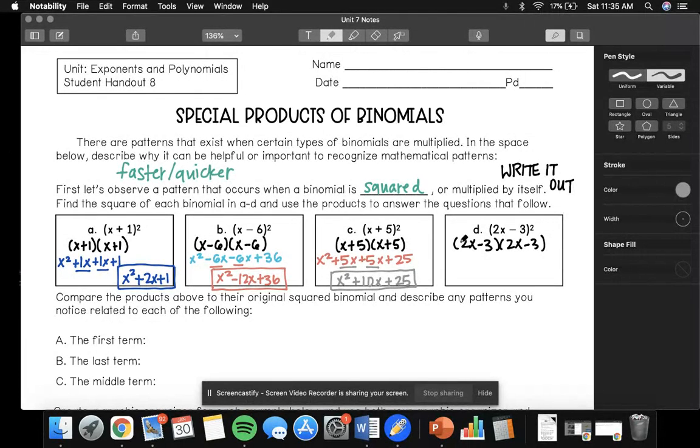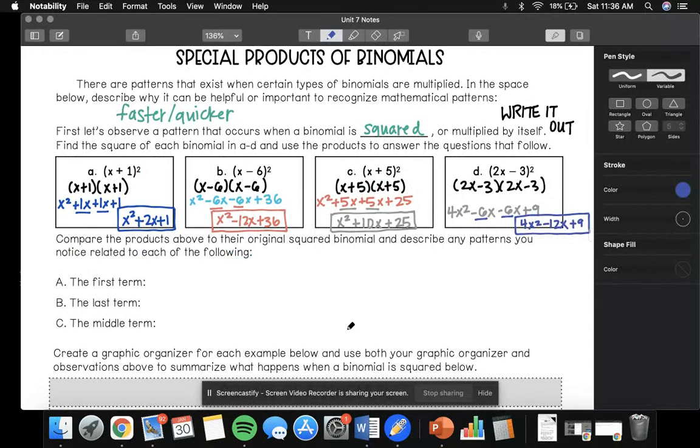All right, for the last one, 2x times 2x would be 4x squared. 2x times negative 3 would be negative 6x. Now we're going to do negative 3 times 2x and negative 3 times negative 3. So simplified, that would be 4x squared. Negative 6 and negative 6 would make negative 12, so negative 12x plus 9.